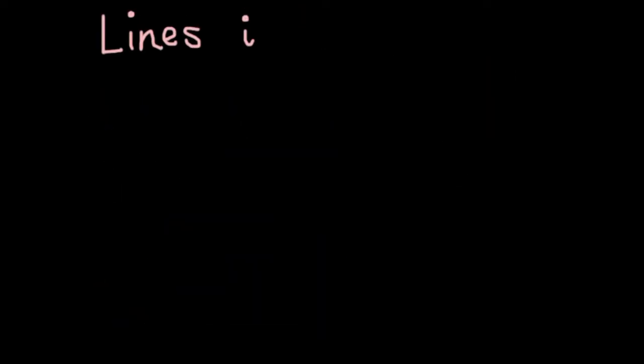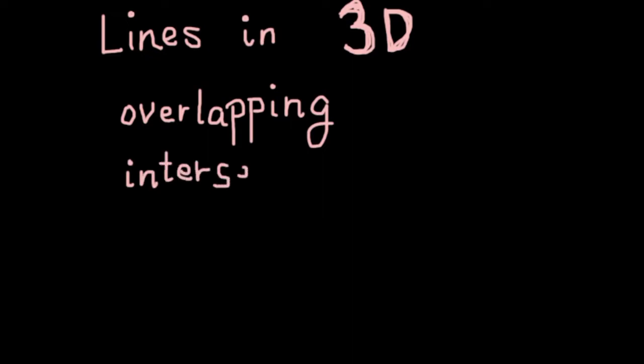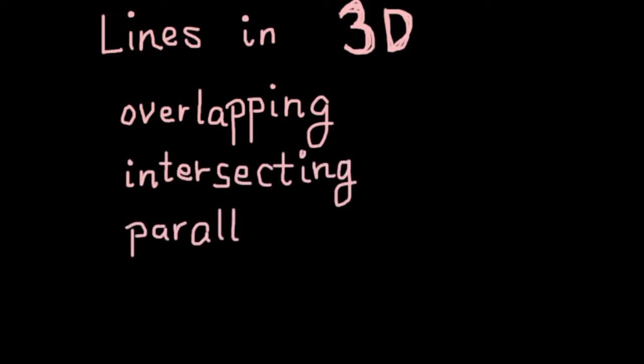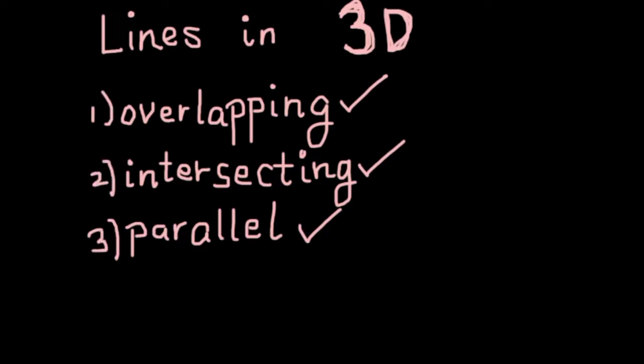Now we talk about lines in 3D. In the first case, the lines are overlapping. In the second case, intersecting. In the third case, parallel. And there is another case, the fourth case, when the lines are not overlapping, not intersecting, and not parallel. Then how can we locate or visualize these lines when they are not overlapping, not intersecting, and not parallel?